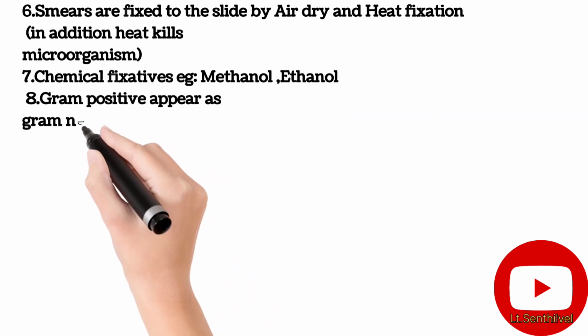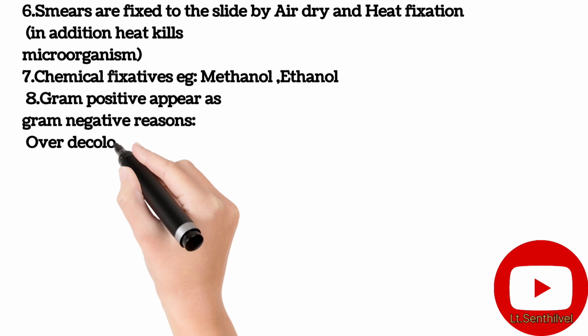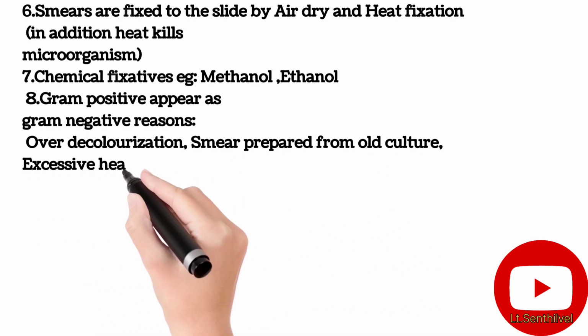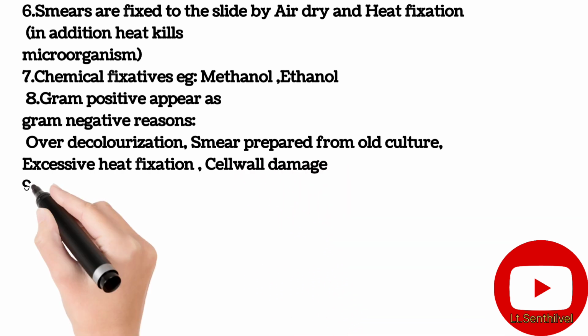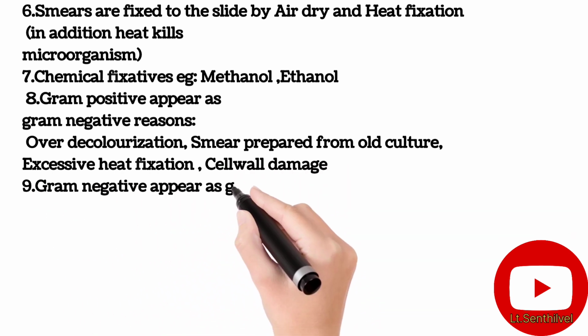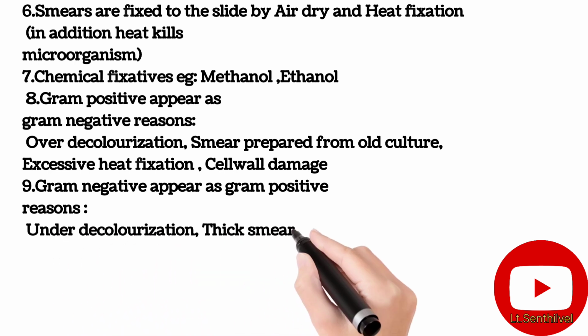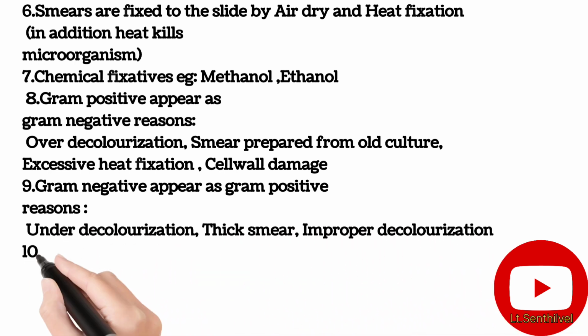8. Gram-positive appearing as gram-negative, reasons: over-decolorization, smear prepared from old culture, excessive heat fixation, cell wall damage. 9. Gram-negative appearing as gram-positive, reasons: under-decolorization, thick smear, improper decolorization.